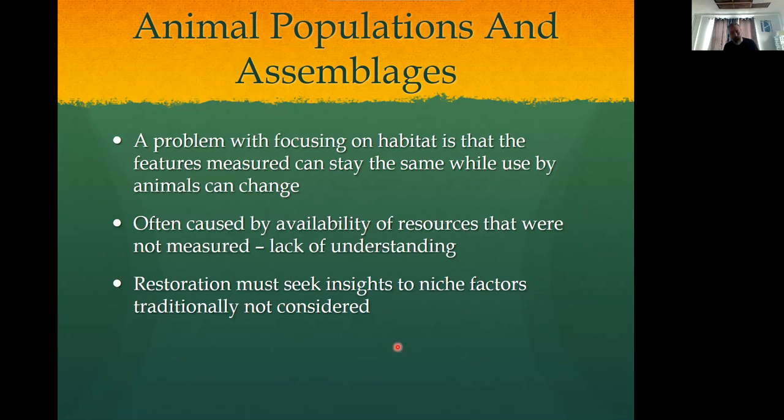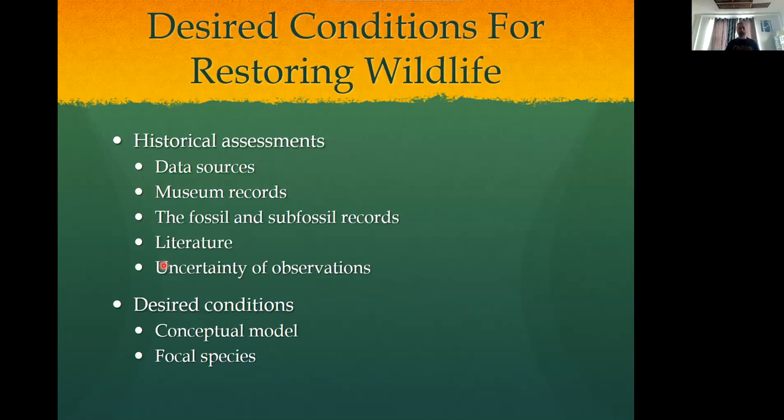And so if we're going to try to restore something, we have to think about everything, right? The more of these, what we call niche factors, that are changing that we're not measuring, the less successful we're going to be ultimately. Okay, so beginning to close things out.